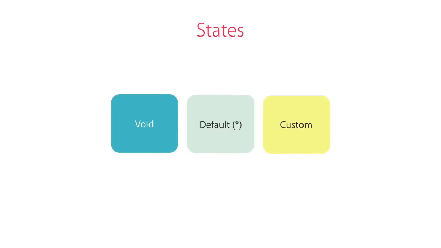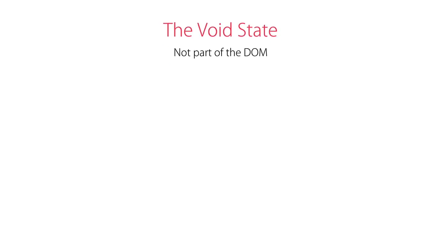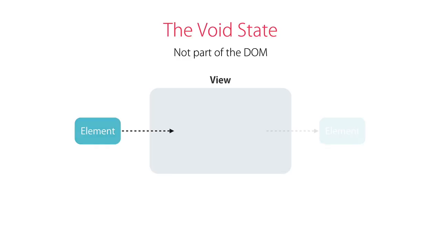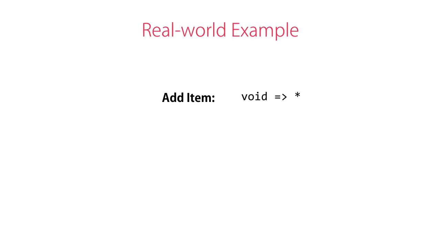Now, what are these states? Well, in Angular, we have three kinds of states. We have the void state, the default state, and custom states. Let's explore each of these. The void state represents the state of an element that is not part of the DOM. And this can happen when an element is created but not placed in the DOM yet, or when it's removed from the DOM.